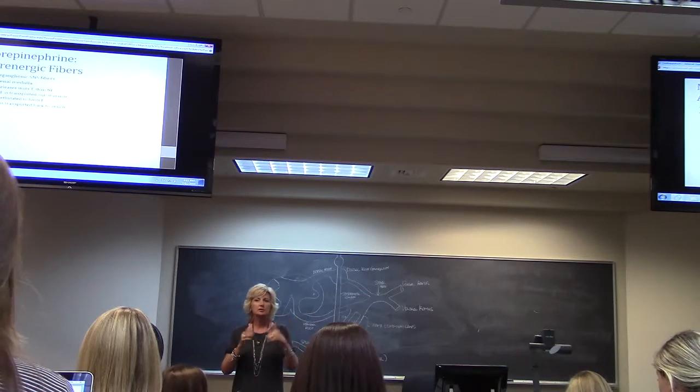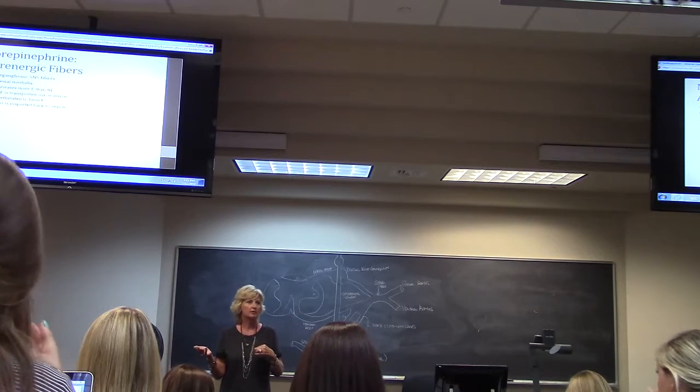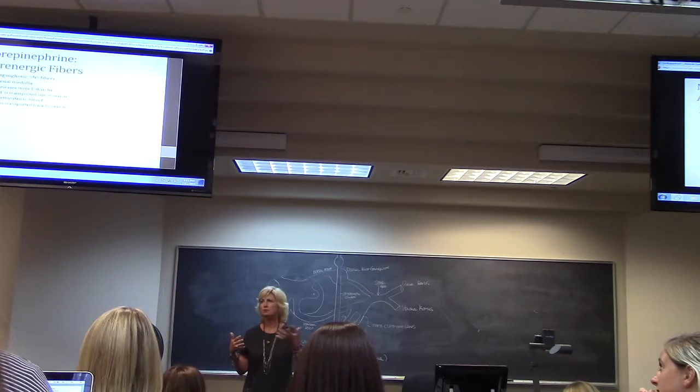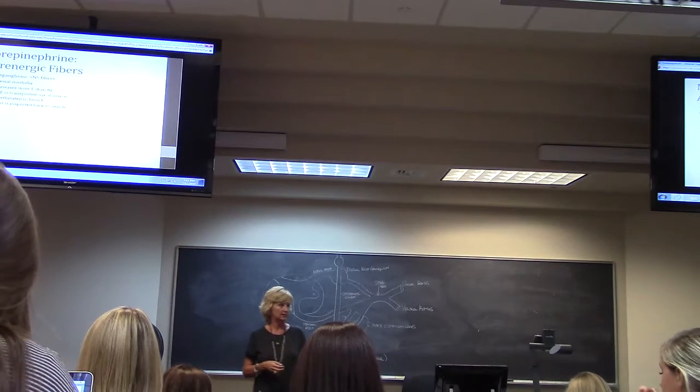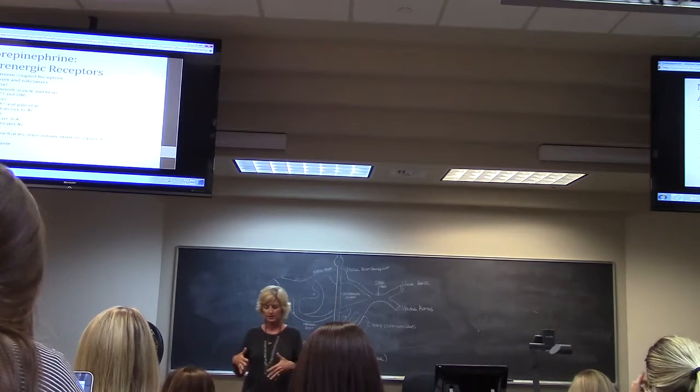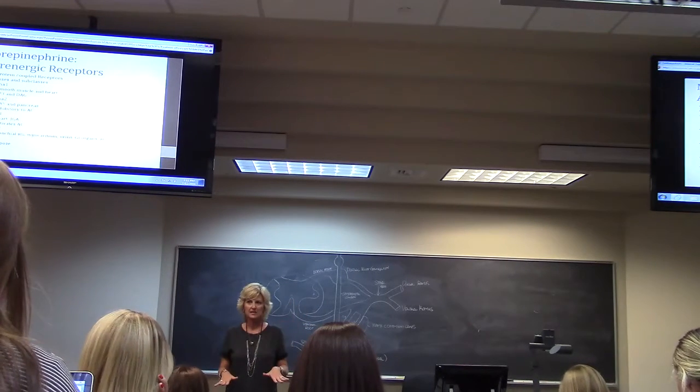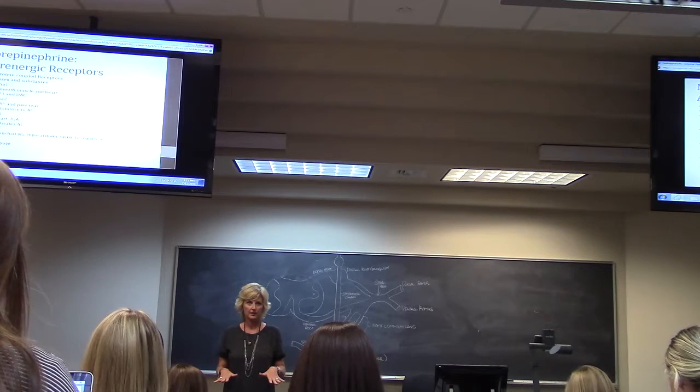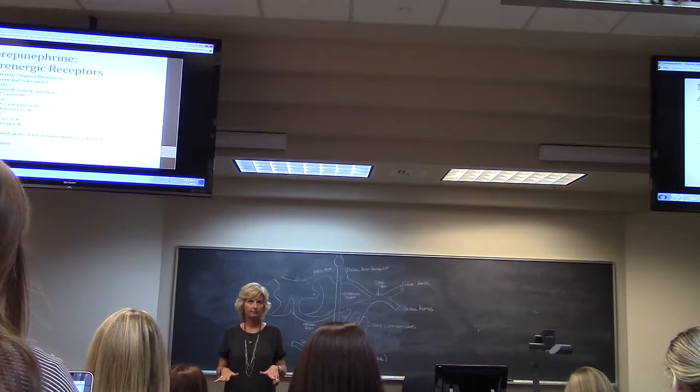And then also the adrenal medulla is releasing epinephrine and norepinephrine, but certainly more epinephrine. So I'm putting that there. So there's a lot of source for it, and you can get a very local response, and also a whole systemic response to sympathetic stimulation.